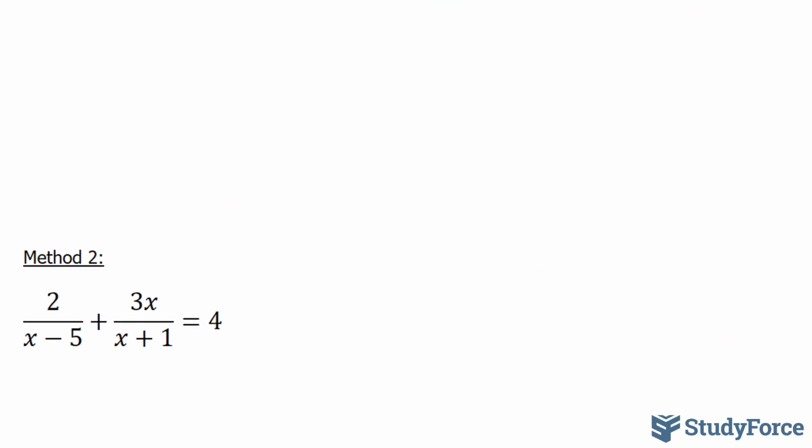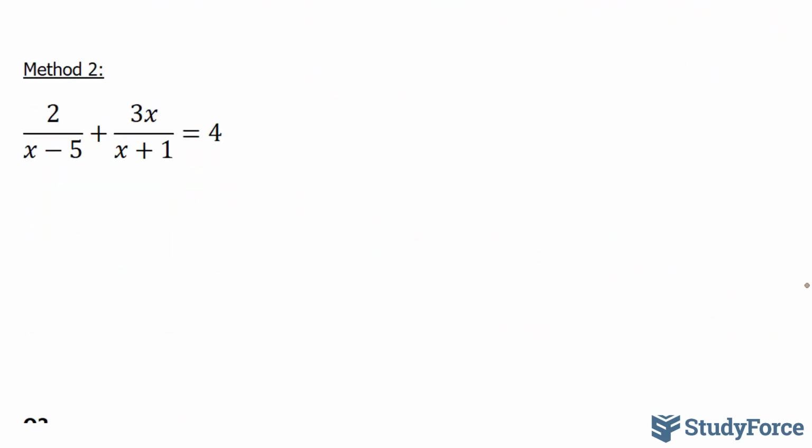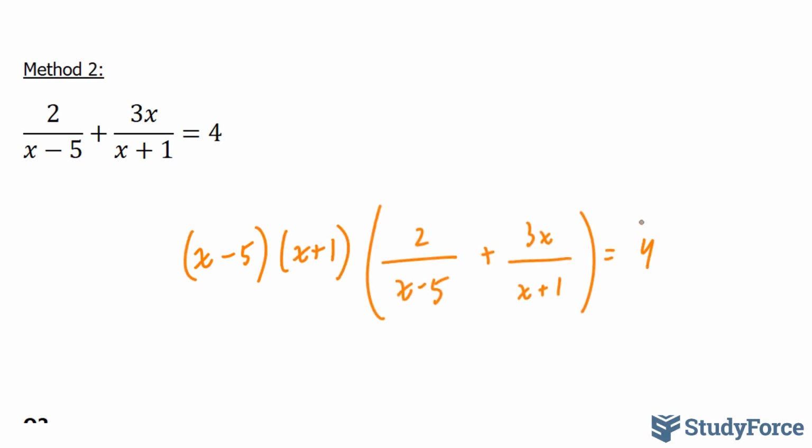Method 2 is very similar to method 1. Method 2 is to multiply the left and the right side by the content found in the denominator. The content found in the denominator here is x minus 5 and x plus 1. So you'd have to multiply this whole equation by those two denominators. Let me show you what I mean. x minus 5, x plus 1 is equal to 4 times this exact same expression, because what you do to the left, you must do to the right.